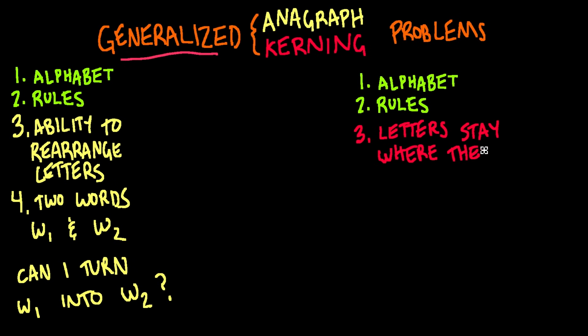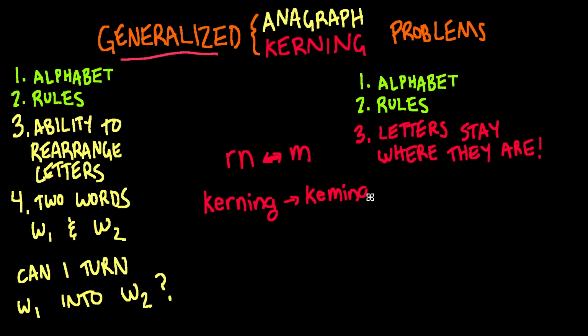In the Kerning problem, I simply lose the ability to rearrange letters. And so I call this the Kerning problem because, for example, if I have a rule that says Rn becomes M, I can make Kerning into Kemming, but not, for example, Kenimg, because I can't move this R over here in order to combine it with that N, only the one that it's already next to.